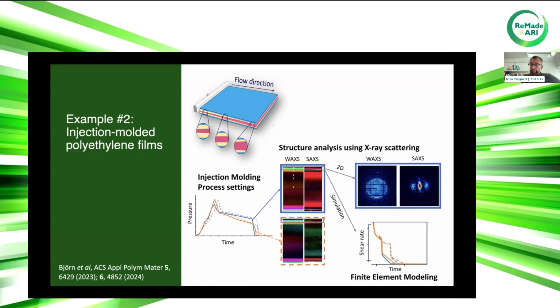So in this case, the group would make samples with different injection molding process settings. They can then characterize the structure or variation of the nanoscale structure along these films, at different positions of the film. This could be, for example, how the degree of orientation varies across the film in different positions along the flow direction.